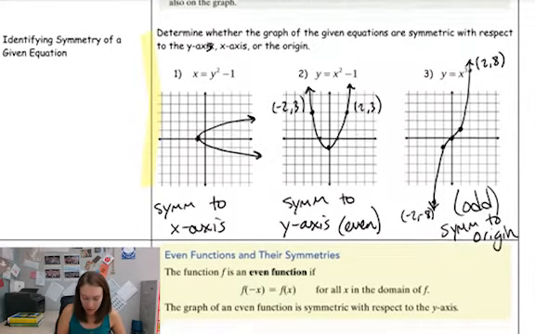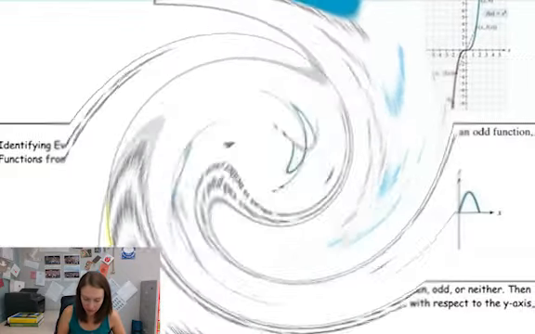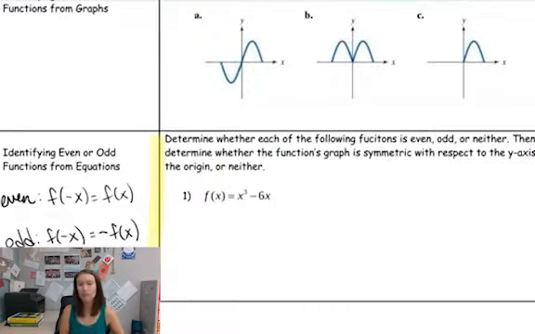Okay. So now let's look at, and I'm going to skip some of this here because I've paraphrased it down at the bottom. So we're skipping to the bottom of the next page. You can go back and fill in the notes. Let's look at how to determine whether a function is even, odd, or neither based simply on algebra.